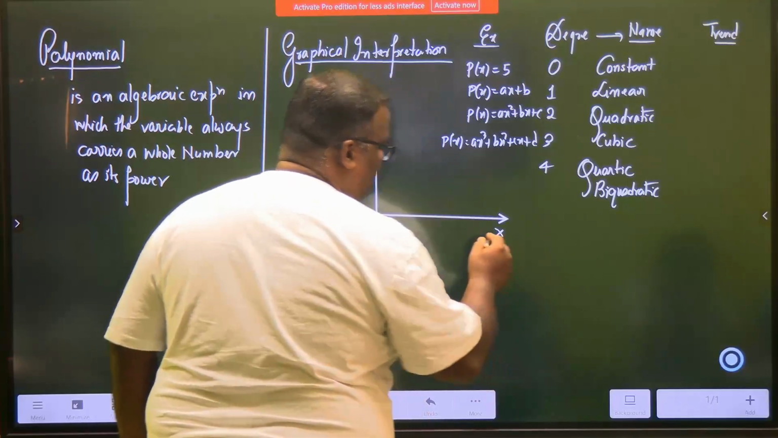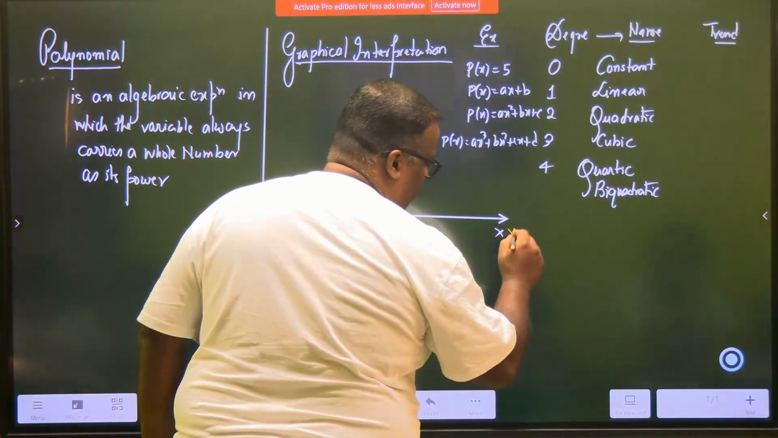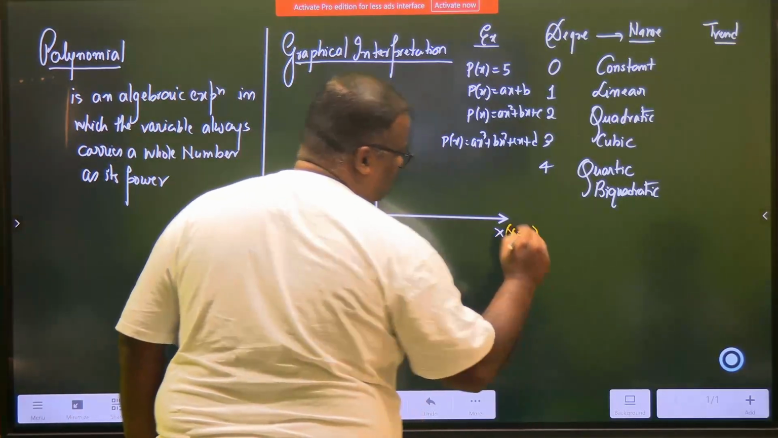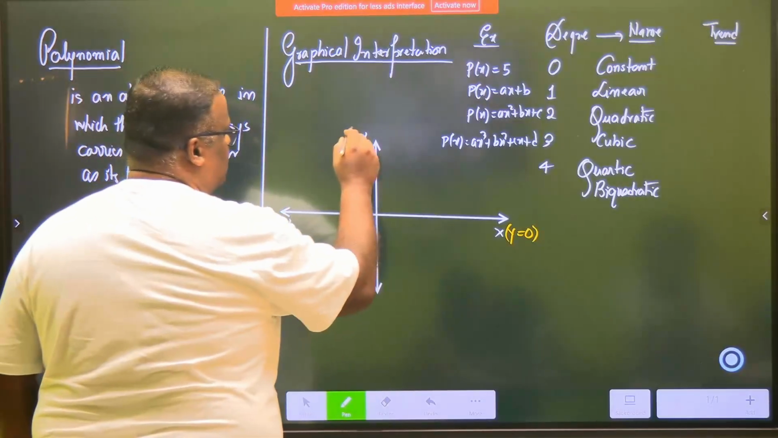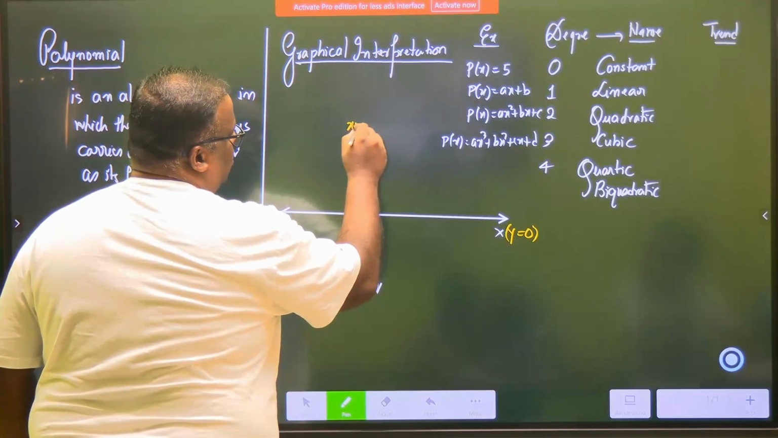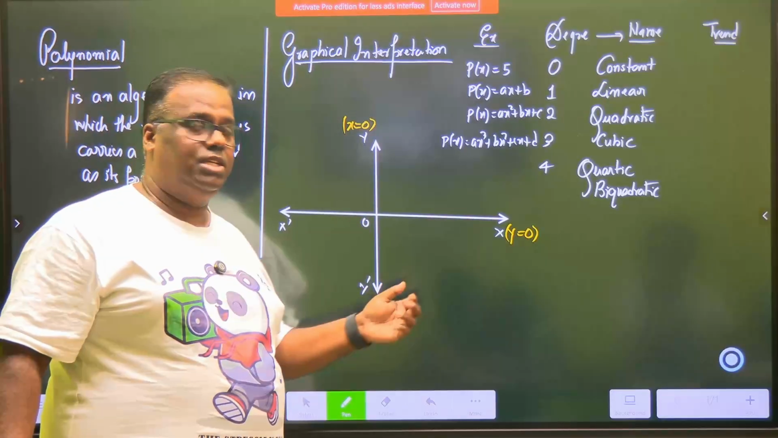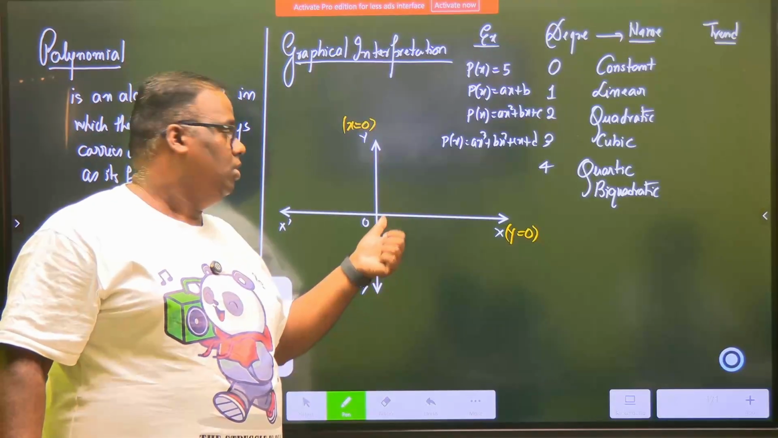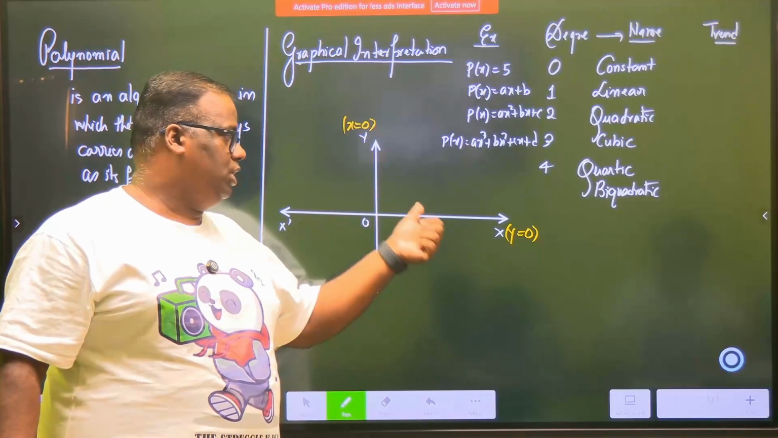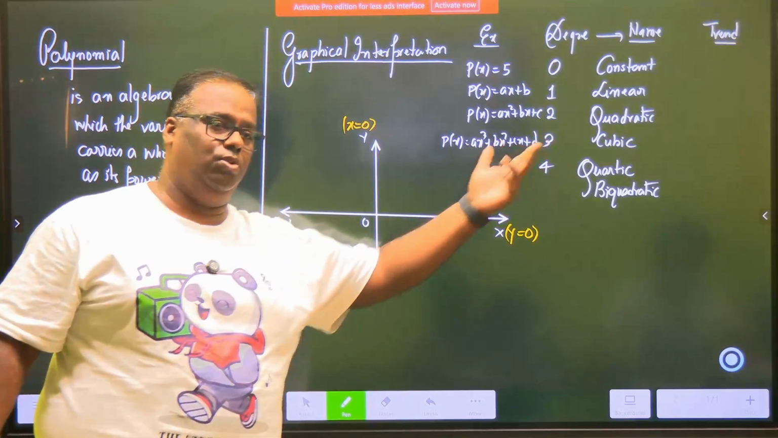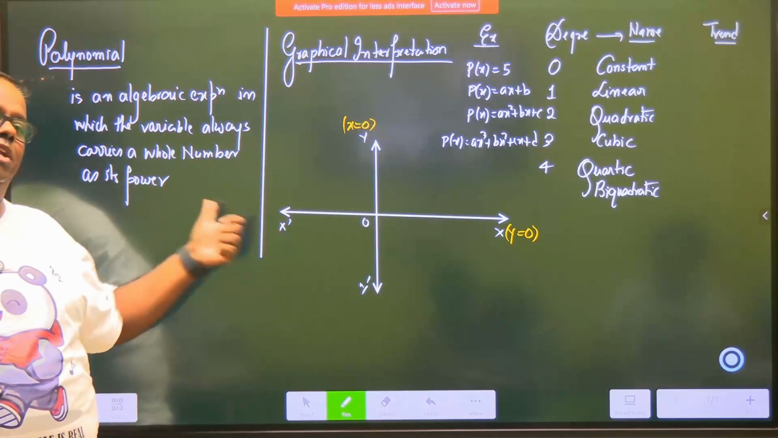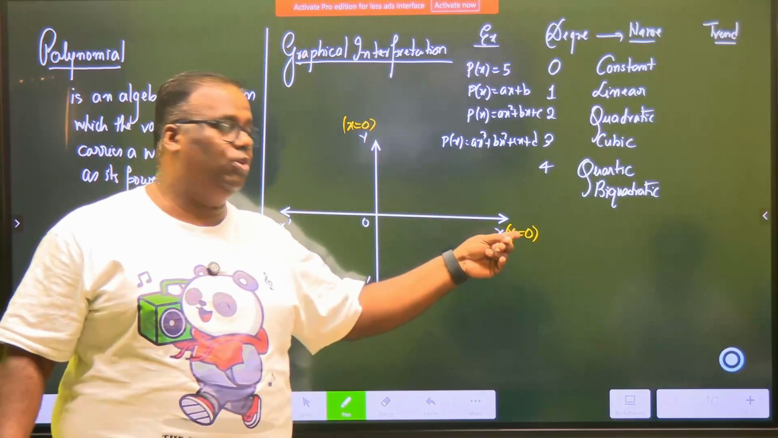Before we get into graphs, 2 things you should understand, which you have already studied in grade 9. What is the equation of the x-axis? y equal to 0 is the equation of the x-axis, whereas the y-axis equation is x equal to 0. Sir, what does this mean? What are the points on the x-axis? (0, 0), (1, 0), (2, 0), (3, 0), (4, 0), (5, 0), up to infinity, and (minus 1, 0), (minus 2, 0), (minus 3, 0), down to minus infinity. So for every point the y coordinate is 0.